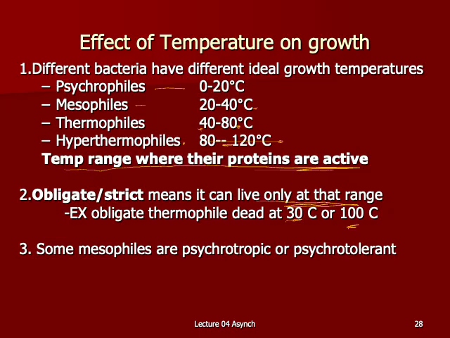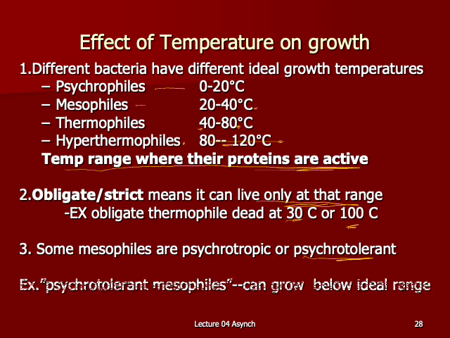Now you get into the tolerant or the tropic ones. So, for instance, if you say a mesophile is psychrotropic or psychrotolerant, and we use tolerant more often than not, that means you've got a mesophile that wants to grow at 20 to 40. It likes growing at 20 to 40, but it can grow maybe around the fridge, at 4 degrees Celsius or 10 degrees Celsius.